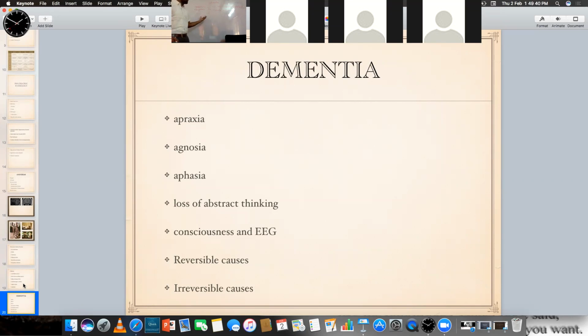Anyways, these will be covered in the neurology section, hopefully. I'm just giving you a general sense of what aphasia is. Here is conduction aphasia, there's global aphasia. Okay? Then loss of abstract thinking. Well, what is abstract thinking?